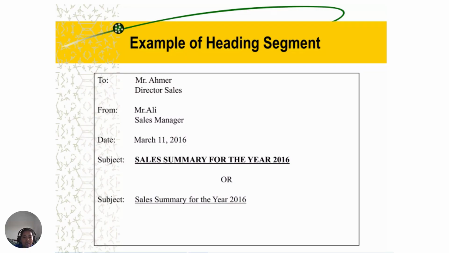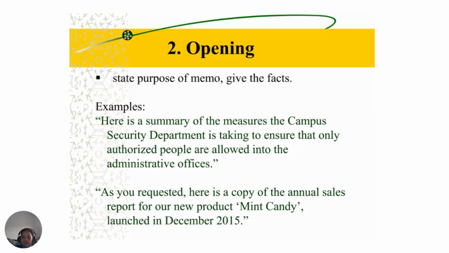So this is an example of the heading of a certain memorandum: the to, the from, the date, and then the subject. Okay. Next one is the opening of the memo. Here at the opening, you're going to put the purpose of the memo, and of course you're also going to give the facts, where it was lifted. The examples of that are the following.